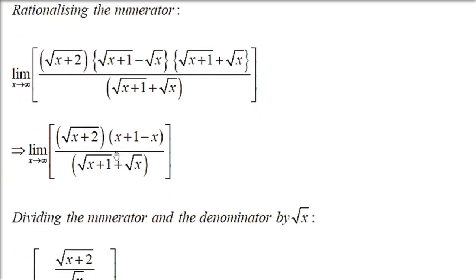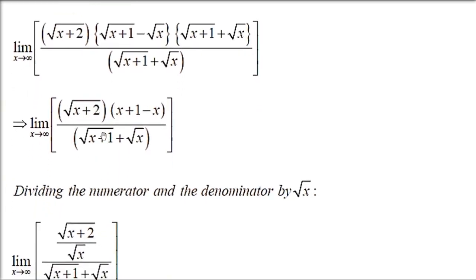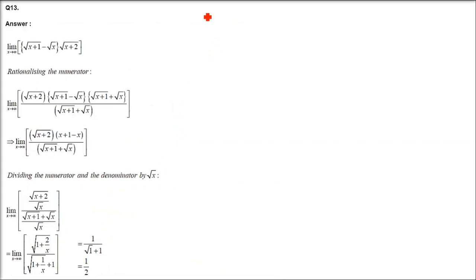So you have this a minus b times a plus b. So x plus 1 minus x, so x gets cancelled. You have 1 by under root x plus 1 plus under root x. So under root x plus 2 is there. Now here you have under root x plus 2 in the numerator and under root x plus 1 plus under root x in the denominator. Now you can take x common from inside, because we can see that numerator and denominator can be cancelled.